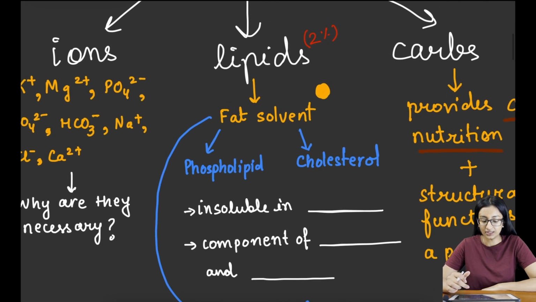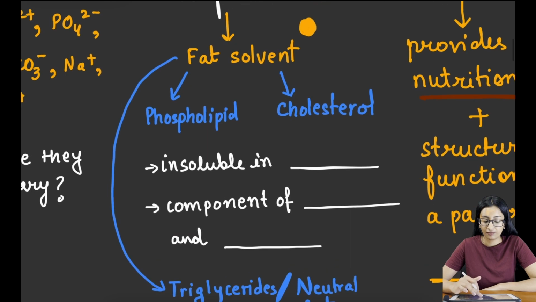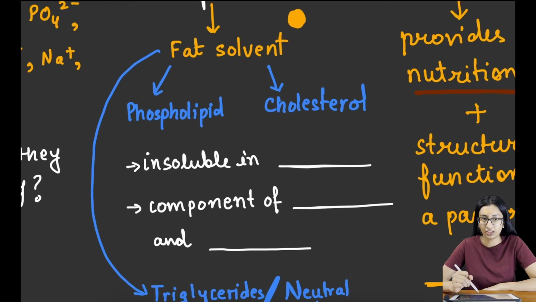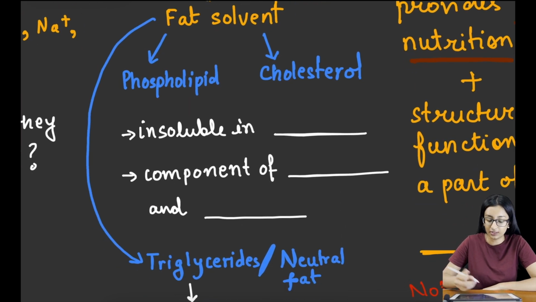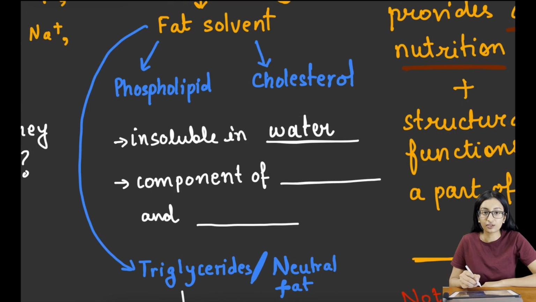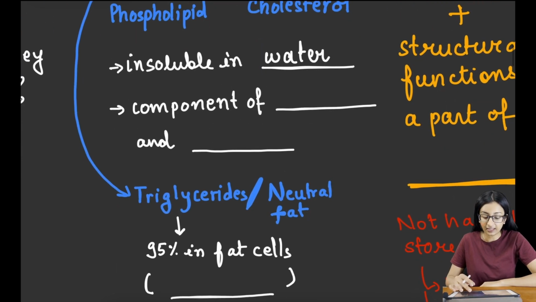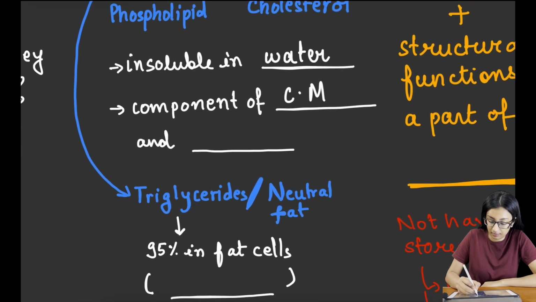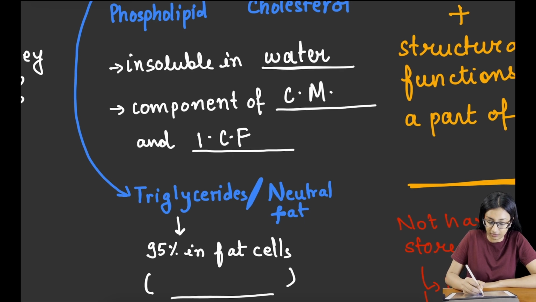Now the third is lipids. Lipids constitute of 2% only. They are fat solvent. We have phospholipids and cholesterol in our body. They are insoluble in water, and they are the component of cell membrane and intracellular fluid.